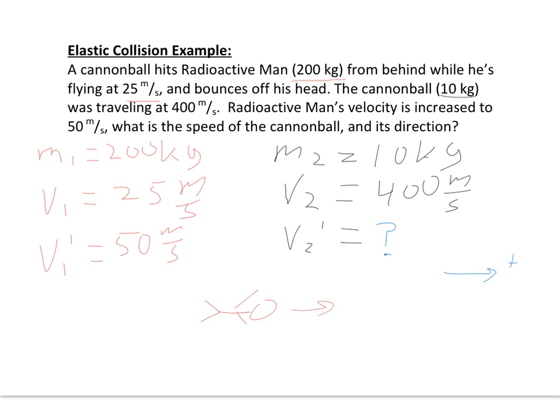But the cannonball is going to come in from behind, catch up to him, and hit him in the head. Now what happens afterwards, we're not sure yet. That's what we need to figure out. We know that radioactive man winds up having his speed actually increased by the cannonball. So our job is to figure out what happens to the cannonball itself.